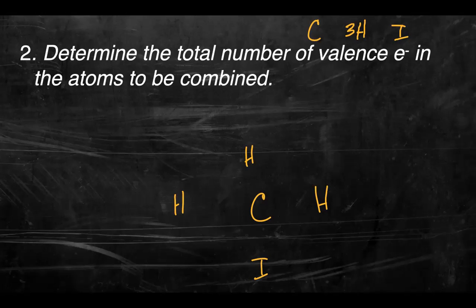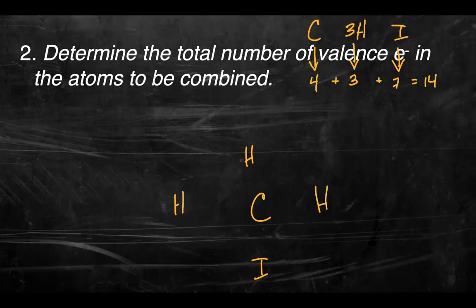This is super important, like the most important part. You want to get the number of valence electrons right. So you consult your periodic table. You see that carbon is in group 14, so it has 4 valence electrons. Each hydrogen has 1, that's a total of 3. Iodine is in group 17, so it has 7 valence electrons. You're going to add those up. So you have 14 electrons to distribute over this molecule.